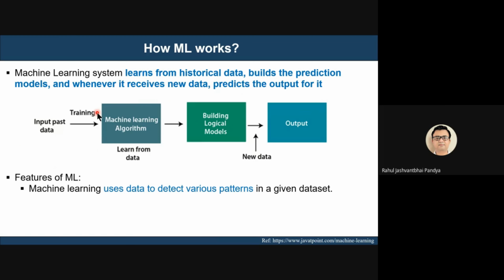There are several features of machine learning, such as machine learning uses the data to detect the various patterns in the given data set. It can learn from the past data and improve automatically.